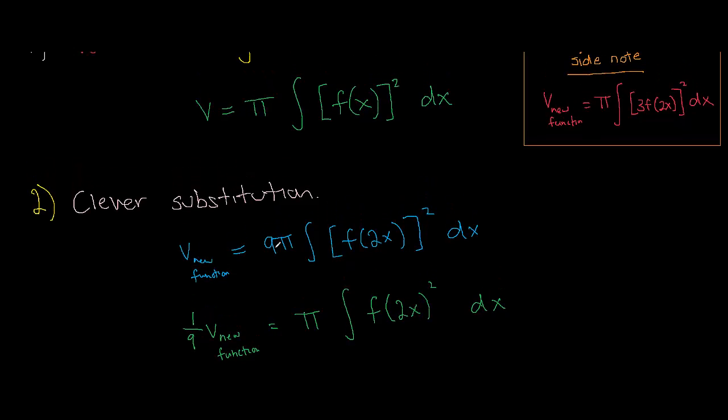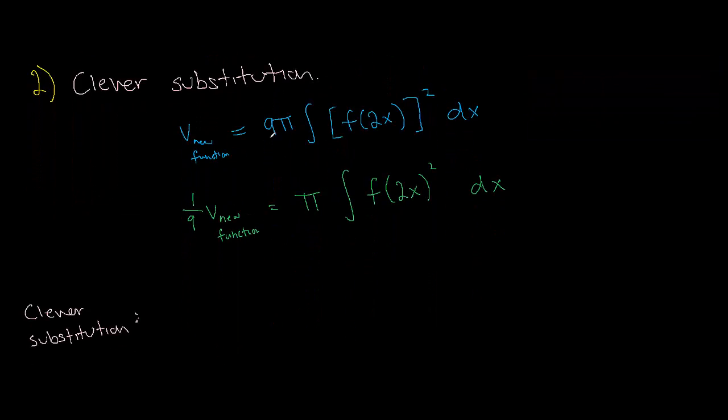But I've put a 9 here, and the reason that 9 has come is that this 3 here, we were squaring that, so we've got a 9, and then I've just taken the 9 out the front. So that's where that 9 comes from in the blue step. And here I've just divided by 9. So I've got 1/9 V of the new function. Remember that this is the new fancy function we had, the volume of that. And then pi times the integral of f of 2x all squared.